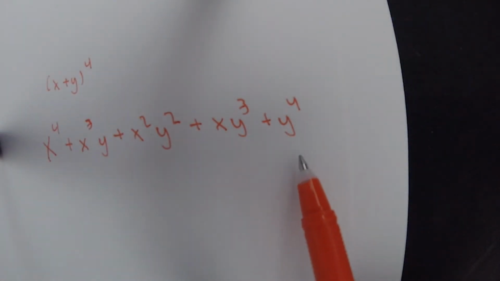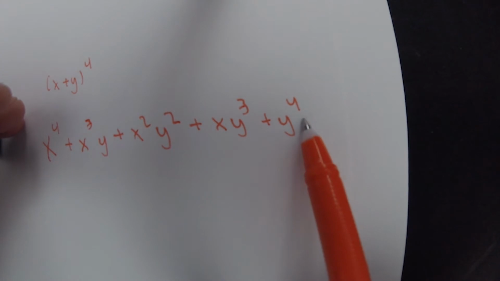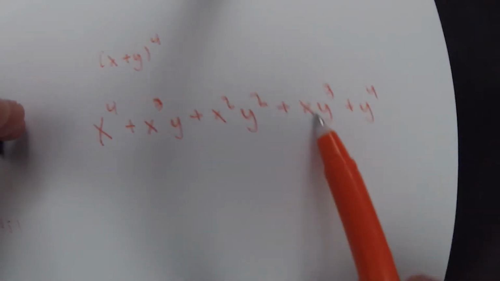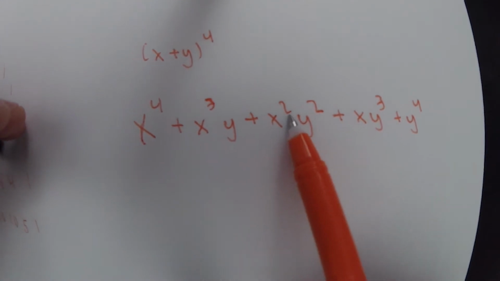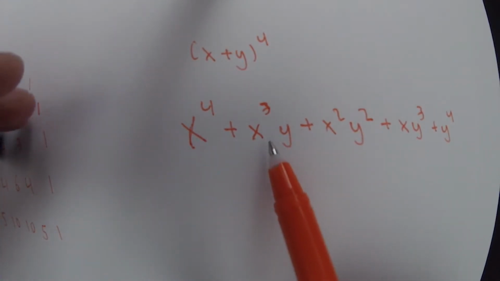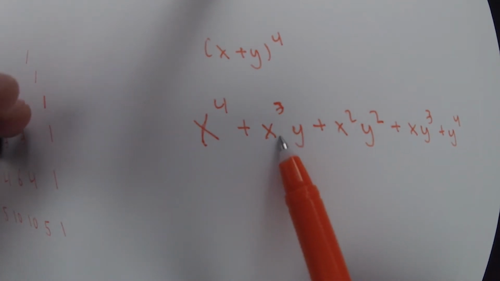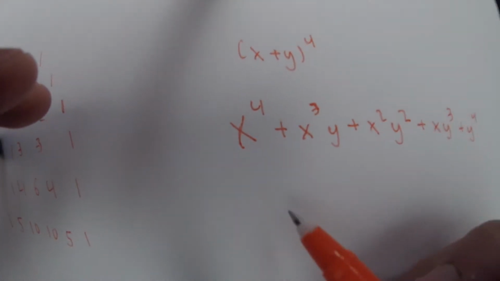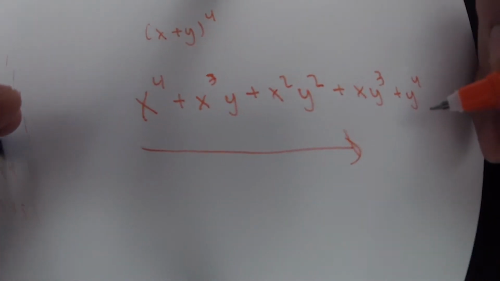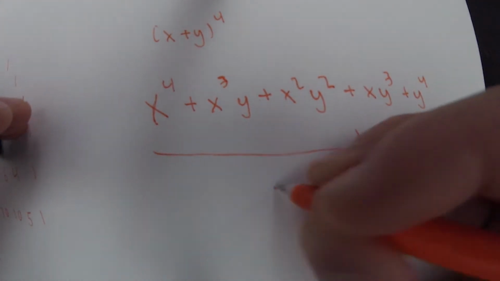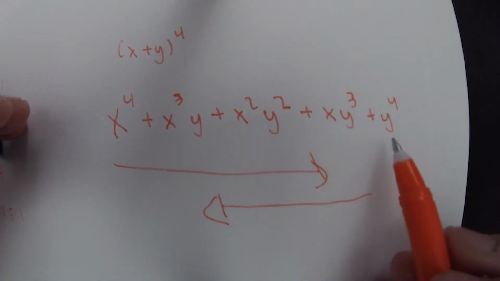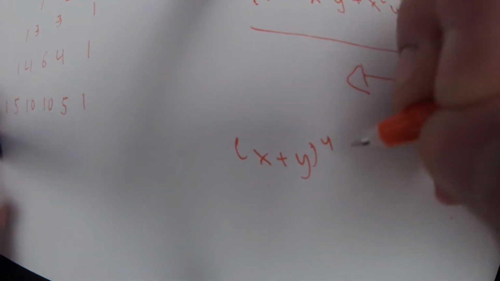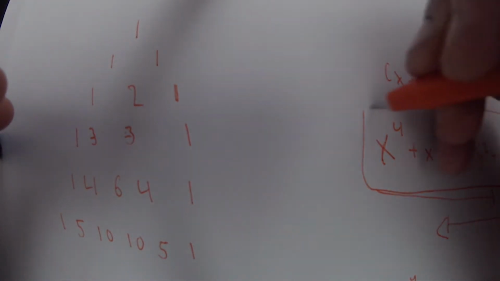Going from right to left, it's y to the power of 4, then y to the power of 3 times x, then y squared and x squared, then y and x to the power of 3, and then finally x to the power of 4. So x is getting lower as it goes to the right, and y is also losing powers as it goes to the left. So we can write x plus y to the power of 4 as this.